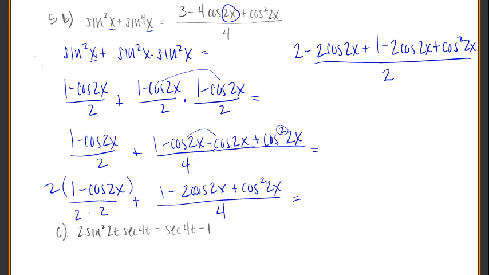Okay, so now we can actually go across the top that way. So 2 plus 1 is 3. A negative 2 cosine 2x and a negative 2 more. It's a negative 4 cosine 2x. There's my cosine squared 2x. And by the time I write my common denominator of 4, then we can call this one done.